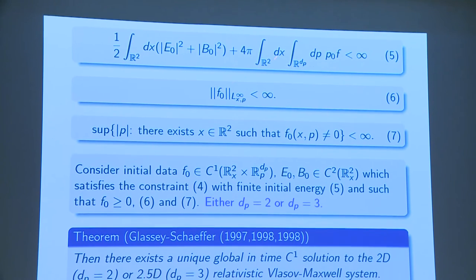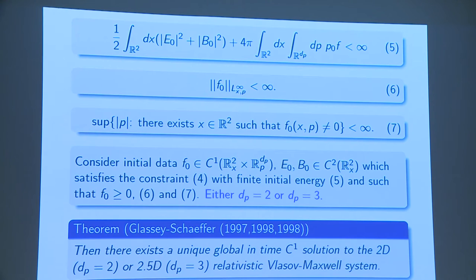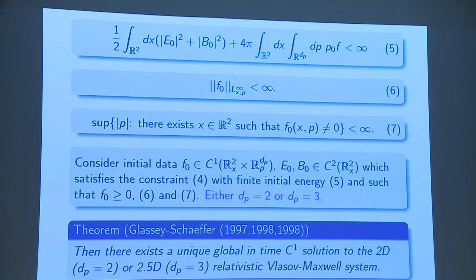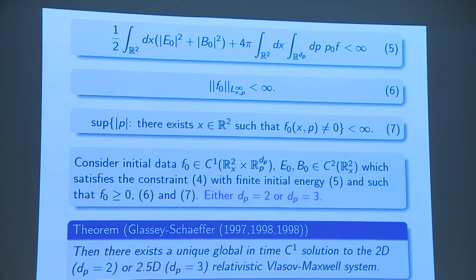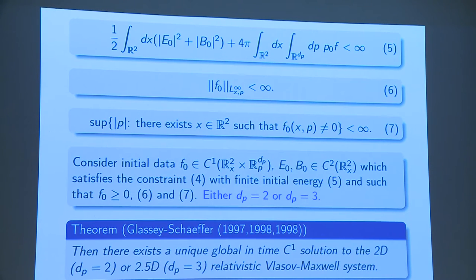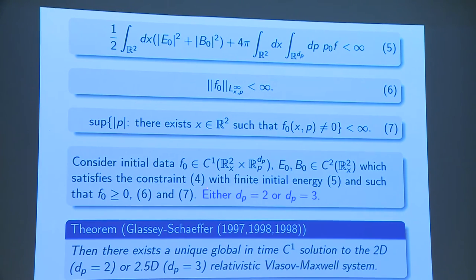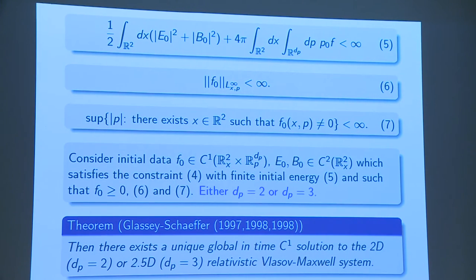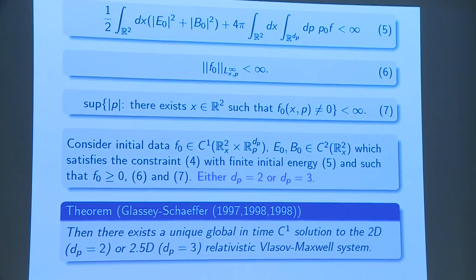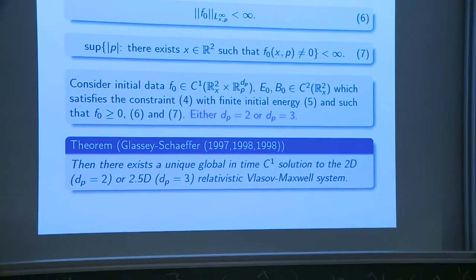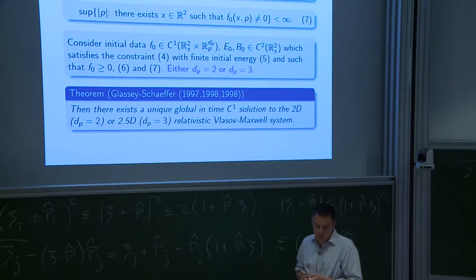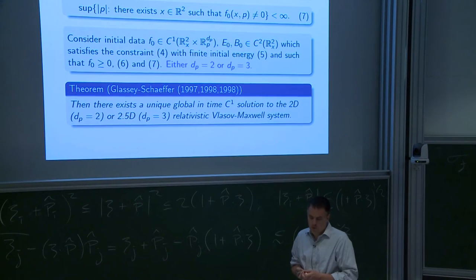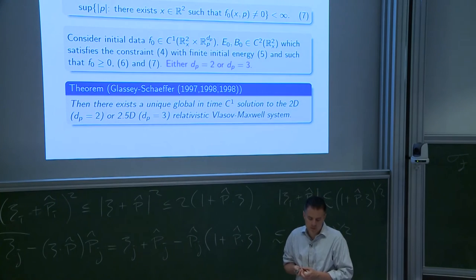So you assume that the L infinity norm is bounded, you assume that the conservation laws are bounded, you assume that you have a compact support, so the sup of P such that the initial data is non-zero is finite. Then you work in C0, C1 and C2 spaces. They really do work in C1 and C2 spaces, not Sobolev spaces. So you assume that F0 is C1 and E0 and B0 are C2. You assume all the constraints are satisfied. You assume you're positive, and in 2.5D you assume some additional things that I'm not mentioning.